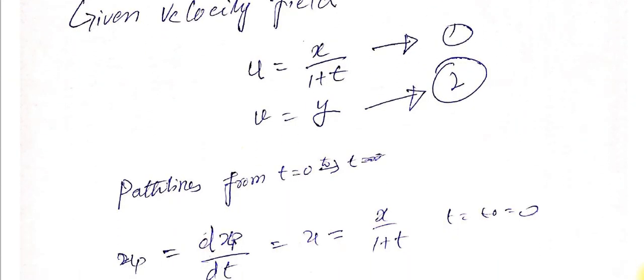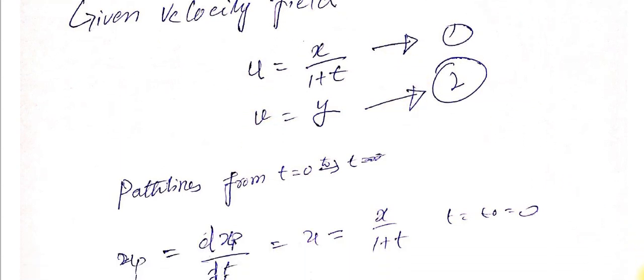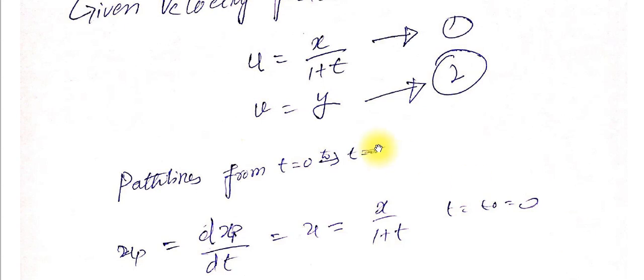Again, we are going to find the path line for the same velocity particles. The velocity field also has a streamline, but now what will be its path line? The previous one was the line where the velocity was tangent to that line, but in this case, this is the real path of that individual particle. So we have to find the path line. The time interval will be from time 0 to t, where t naught is equal to 0, the initial time.